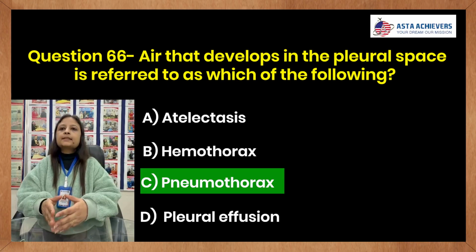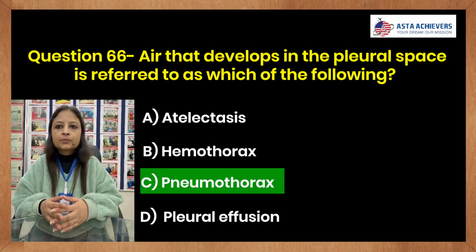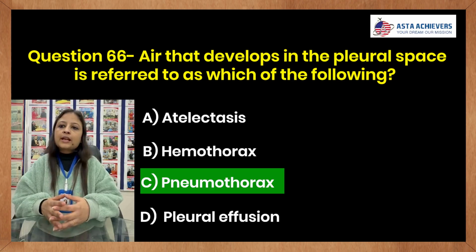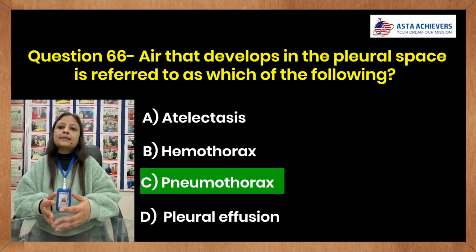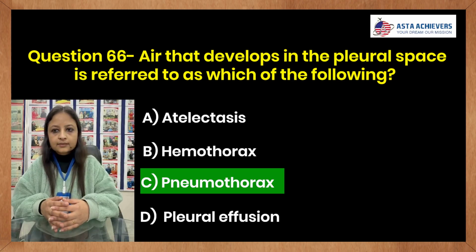Question number 66. Air that develops in the pleural space is referred to as which of the following? Option A, atelectasis, option B, hemothorax, option C, pneumothorax, and option D, pleural effusion. So pneumothorax is the presence of air or gas in the cavity between the lungs and the chest. So option C, pneumothorax is the correct answer.